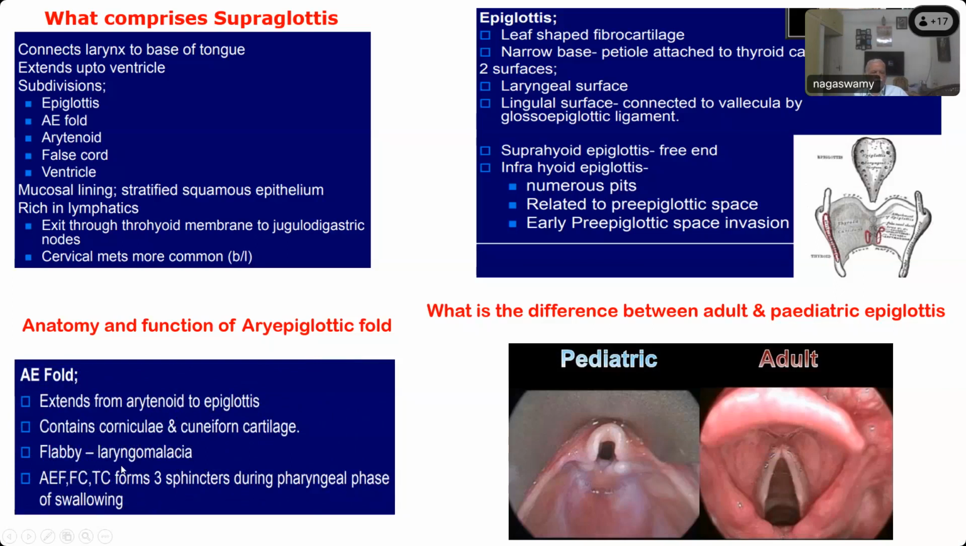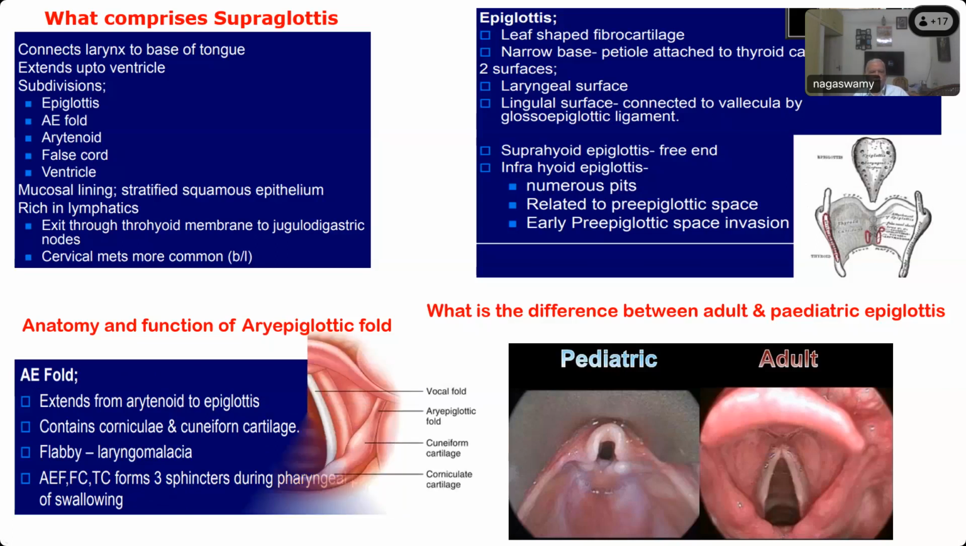So this fold is very important for closing the larynx while we swallow, by covering the epiglottis over the inlet of the larynx. Otherwise, we will be aspirating all the time. So the main function is to prevent aspiration.